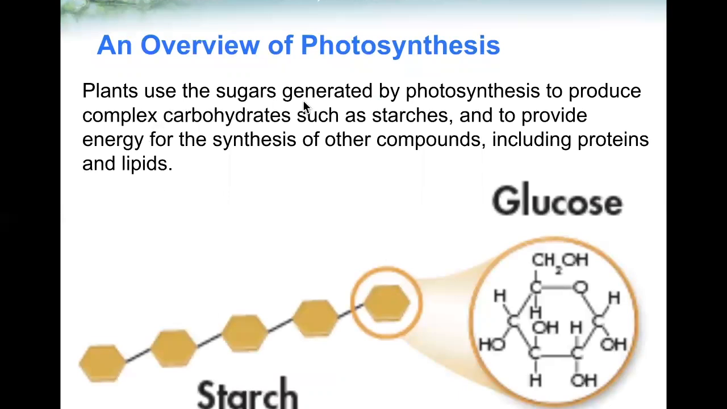Plants use the sugars generated by photosynthesis to produce complex carbohydrates such as starches and to produce energy for the synthesis of other compounds, including proteins and lipids. So producing this starch, we use that glucose. Plug it in here and they tie together to make that starch.